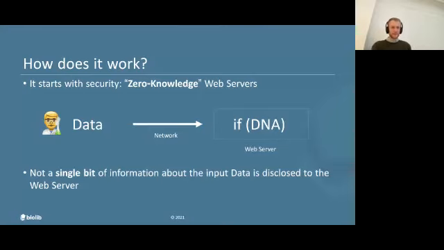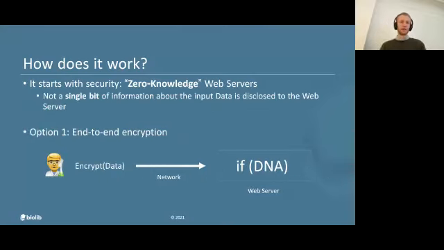So I think generally speaking, there are 2 options here. Option 1 is where instead of sending the data to the web server in clear text, you perform some kind of transformation on the input data. So I wrote encrypt on this slide. There could also be other types of transformations that would still allow the web server to do its work, but wouldn't reveal anything about the data.